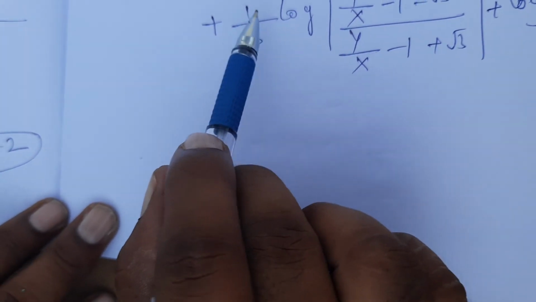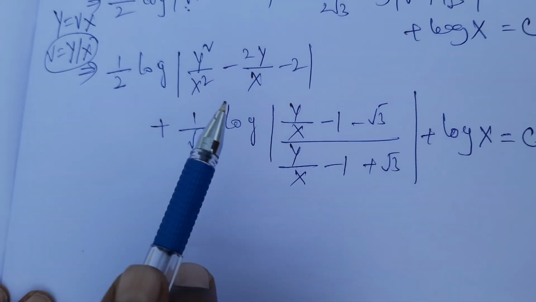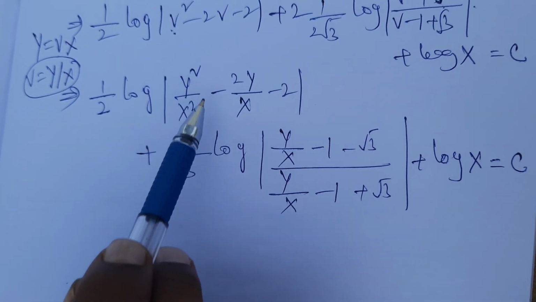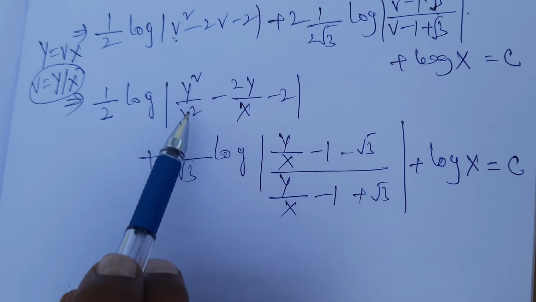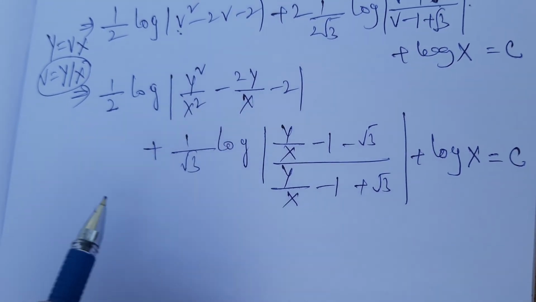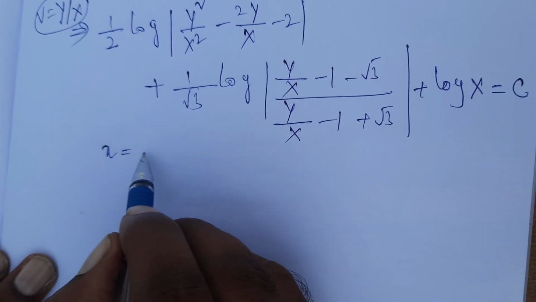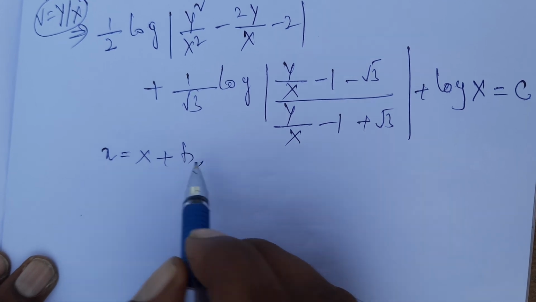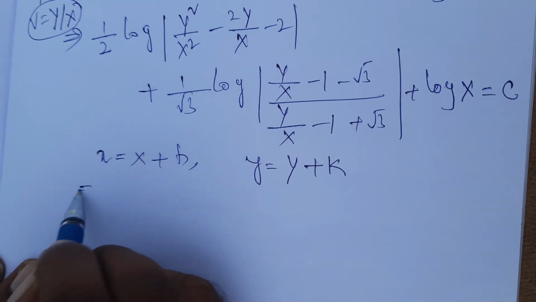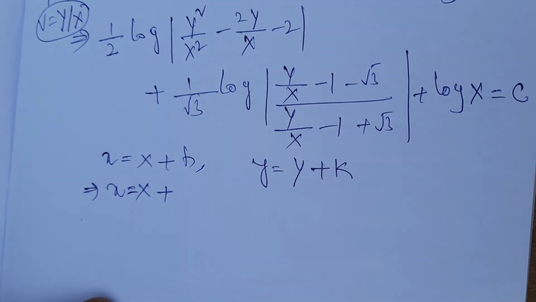Now again, the answer is in terms of capital Y and capital X, but according to the given data there is no capital Y and capital X. So again we have to convert capital Y and capital X into small x and small y. Now what is the relation between small x, capital X and small y, capital Y? We took small x is equal to capital X plus h, and small y is equal to capital Y plus k.